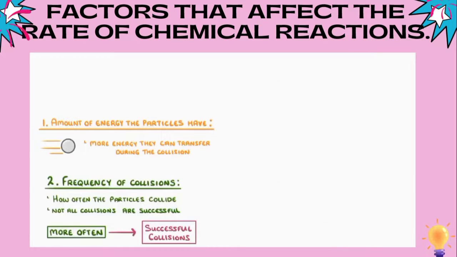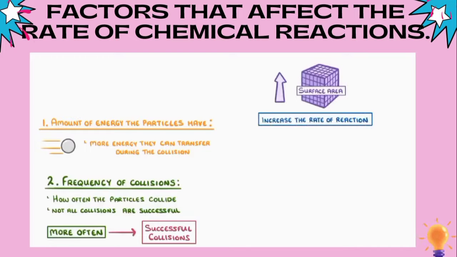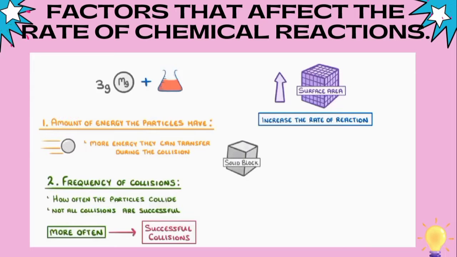Just like concentration and pressure, a higher surface area will also increase the rate of reaction. For example, if we wanted to react 3 grams of magnesium with an acid, we could use a solid block of magnesium, small chunks of magnesium, or powder.